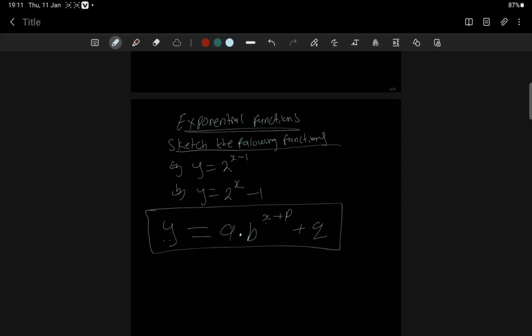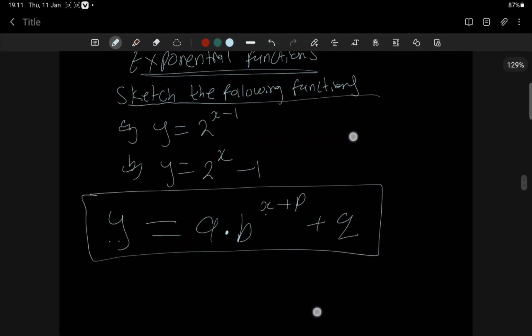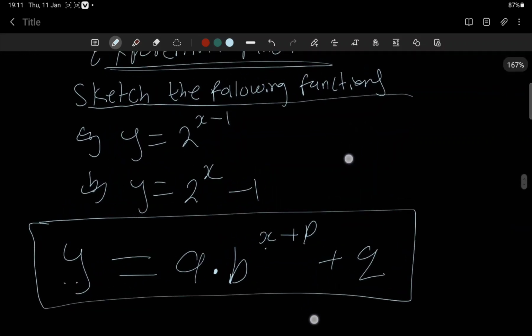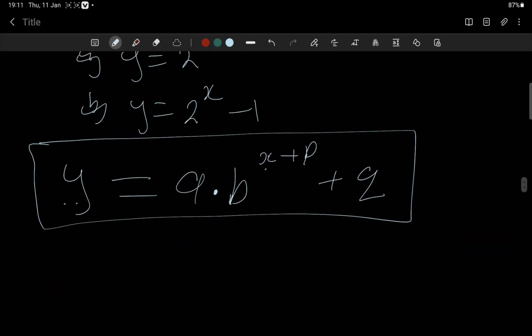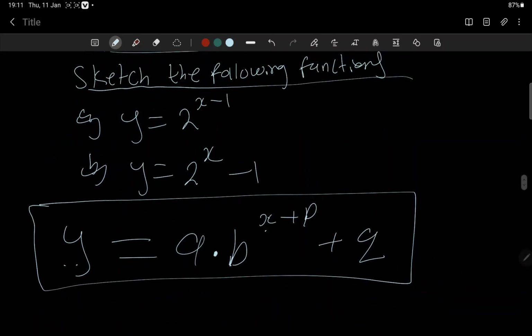Exponential functions. Sketch the following graphs. Number A, y equals 2 to the x minus 1. Number B, y equals 2 to the x then minus 1. So how do we tell that this is an exponential function?